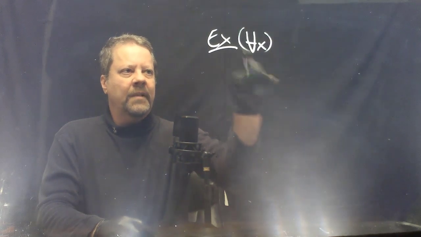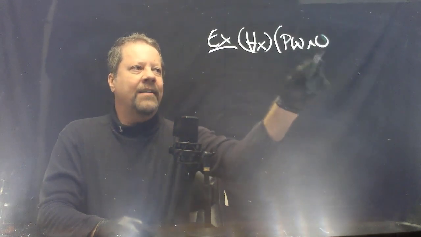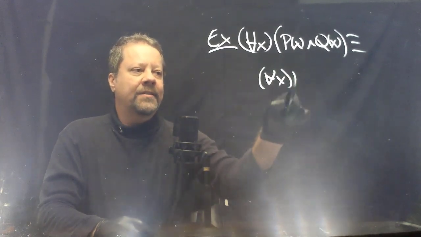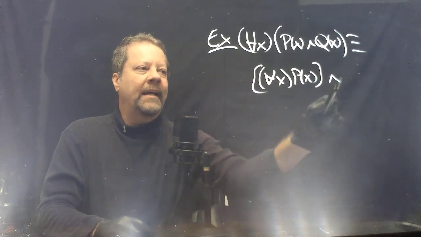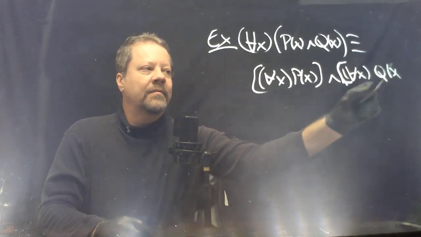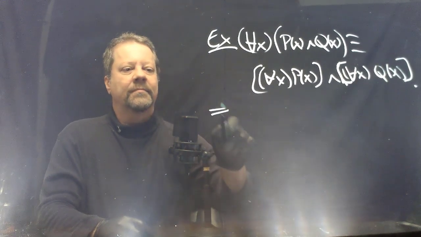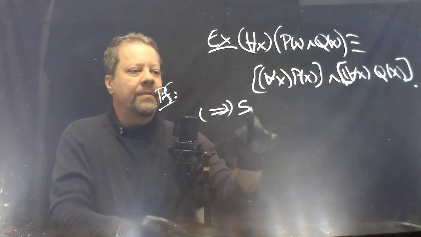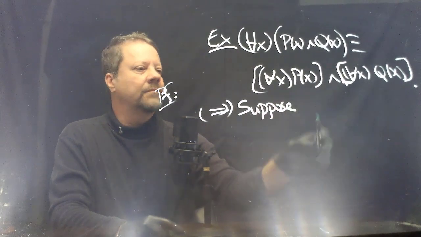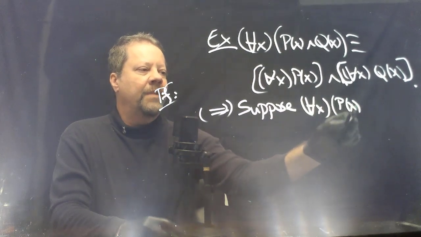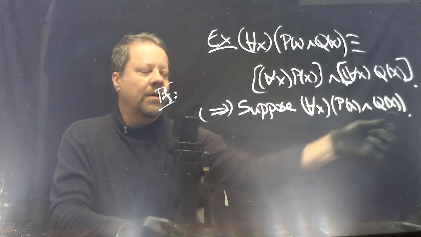So for example, let's show that for all x, P of x and Q of x is equivalent to for all x, P of x, and for all x, Q of x. So here's our proof. First, we'll suppose for all x, both P of x and Q of x are true.